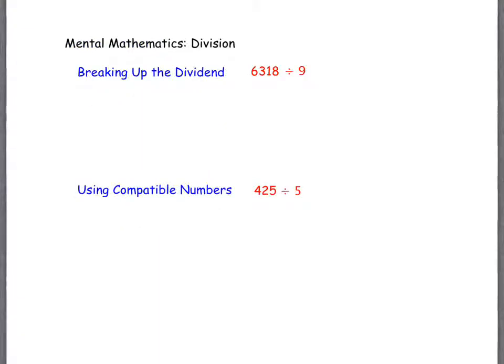All right, we're in a division. Just like that, we're at division. The first one is called breaking up the dividend. So what we're going to do is we're going to take the 6318 and we're going to break it into 2 pieces. Any idea why that might be nice? Yeah, they're both divisible by 9. So I'm going to divide them both individually by 9.